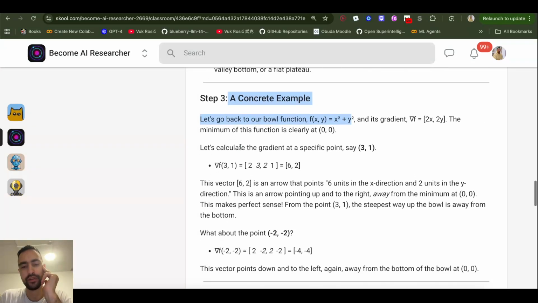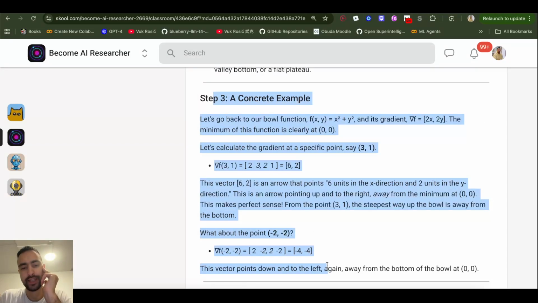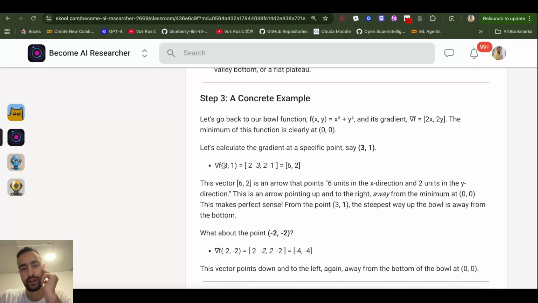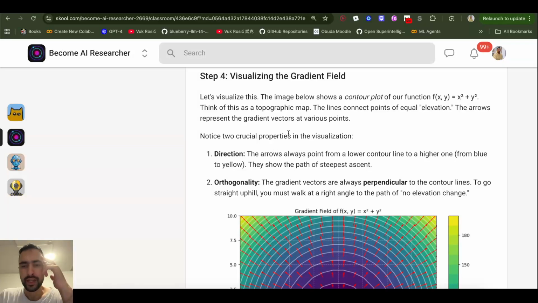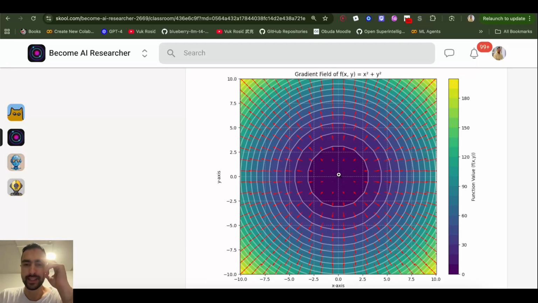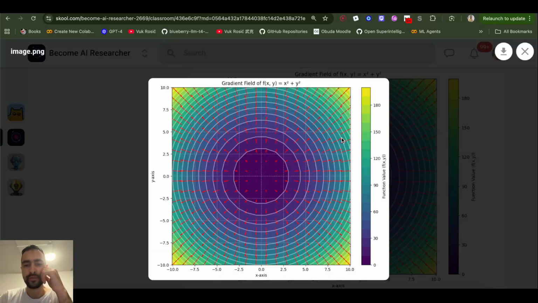I have this example for you where we calculate the gradient vector for x equals 3 and y equals 1, so for that point. We can visualize this x squared plus y squared function. The middle is the lowest point, and as we move away from the middle, the surface is getting higher and higher. These arrows show, from this exact point, in which way to go to climb up the most.